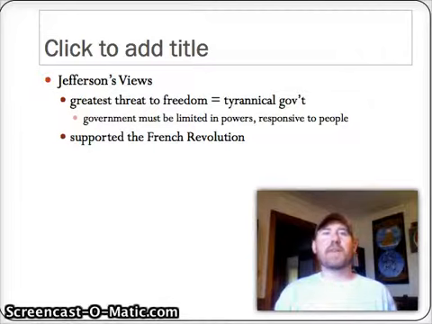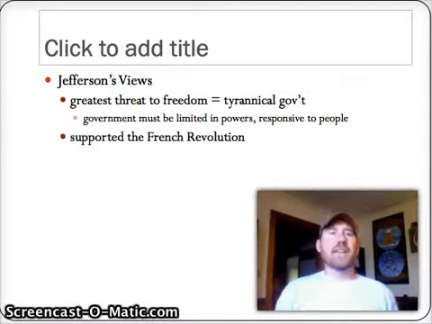And it really boils down to their political philosophies on how a government should be run. From the point of view of Thomas Jefferson, he was an anti-federalist, as I said earlier, but he felt that the greatest threat to individual freedoms of people in a state or a country was a tyrannical government. And because of that, the government needed to be limited as far as the powers that it had and the things that it could do.